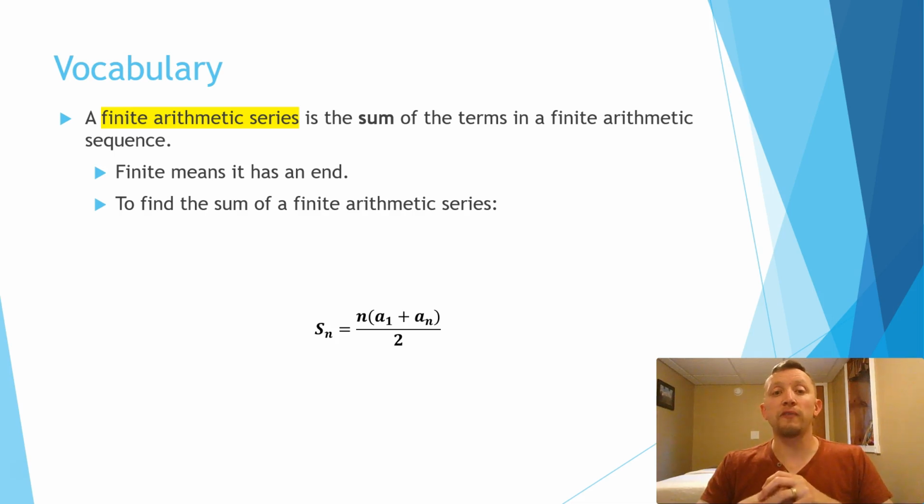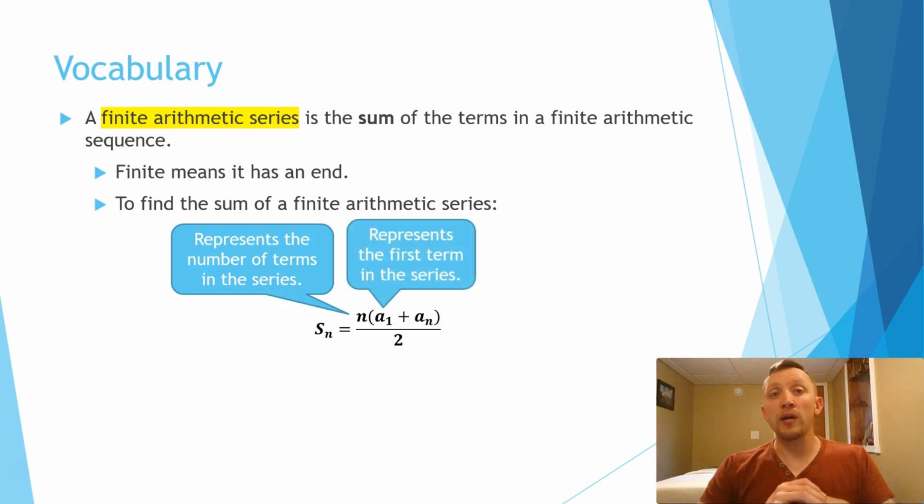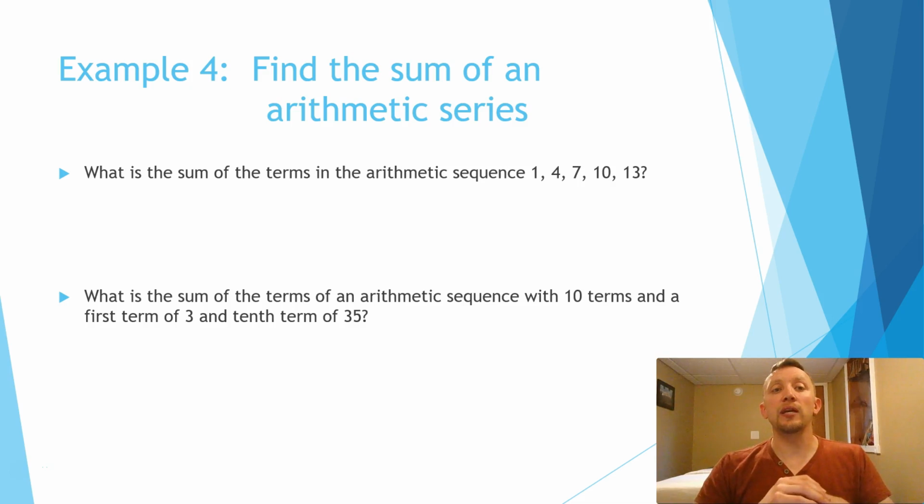All right, so essentially you're finding the average of the first and last terms multiplied by n is another way to find it. So again, the n represents the number of terms in the series. The a sub 1 represents the first term. The a sub n is referring to the last term in the sequence, or in the series. All right, so let's look at an example.